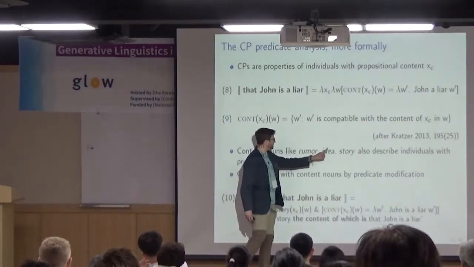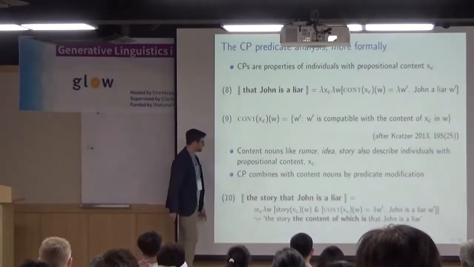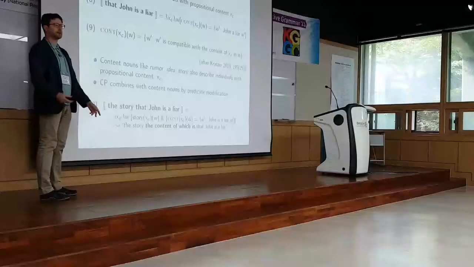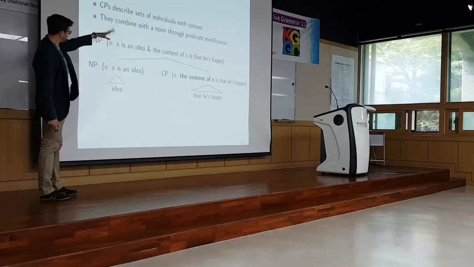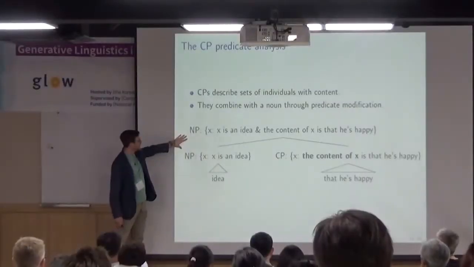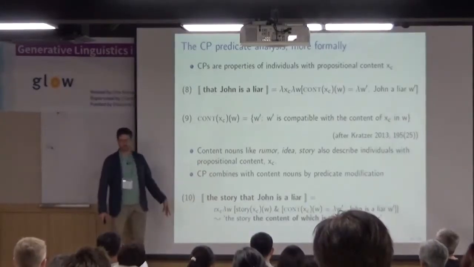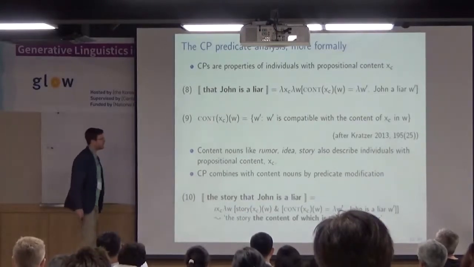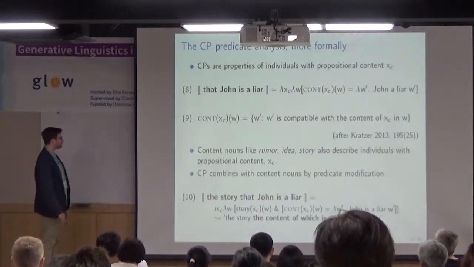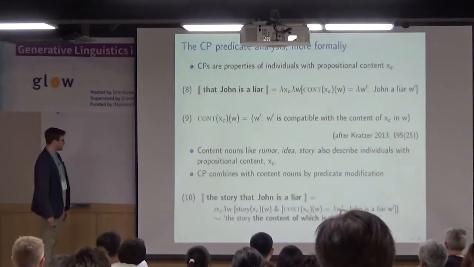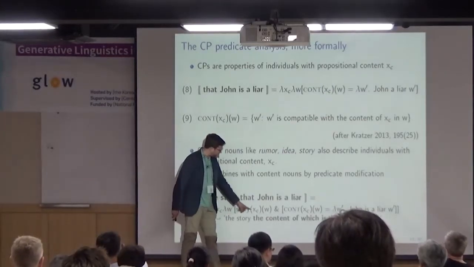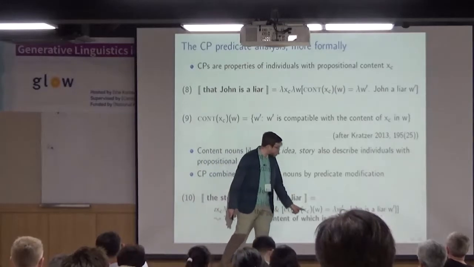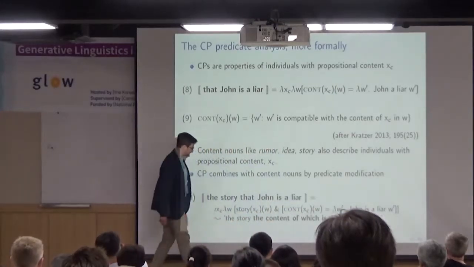Nouns like rumor, idea, and story are also of the same semantic type, so then CP is just combined by predicate modification. This, what I showed you at first, is the same as this. This just has more lambdas and stuff. Okay, so the story that John is a liar is something like the unique thing with propositional content that's a story, and the content of that thing is the proposition that John is a liar.